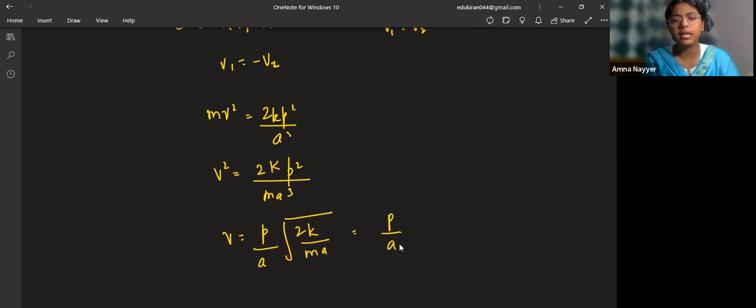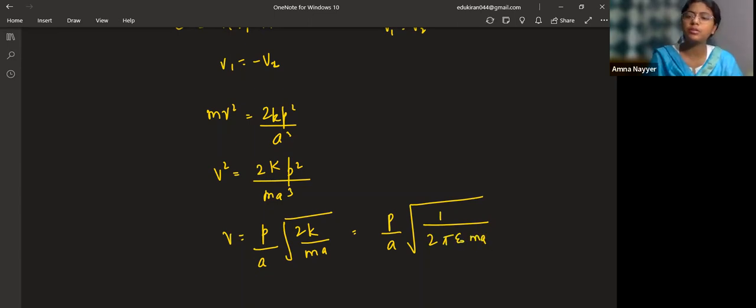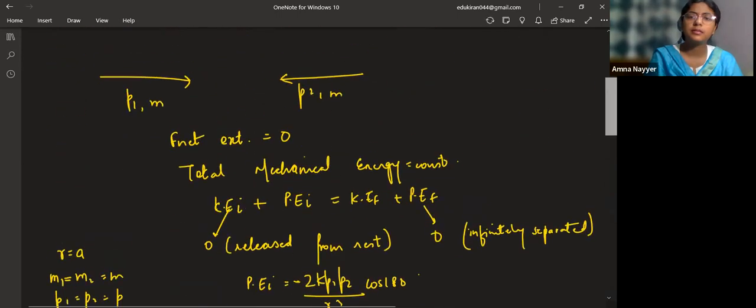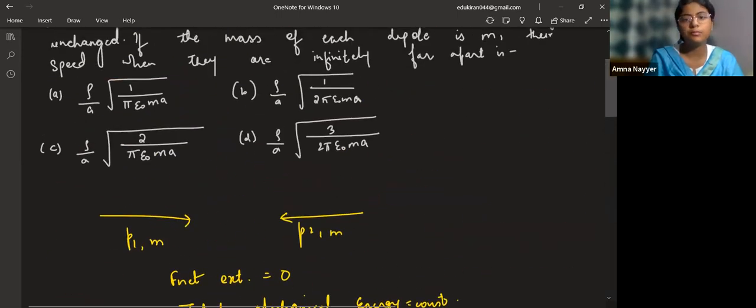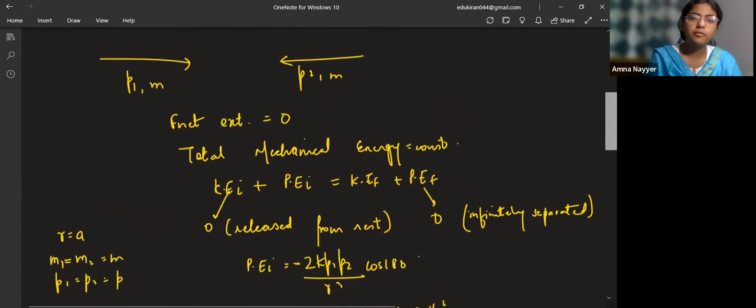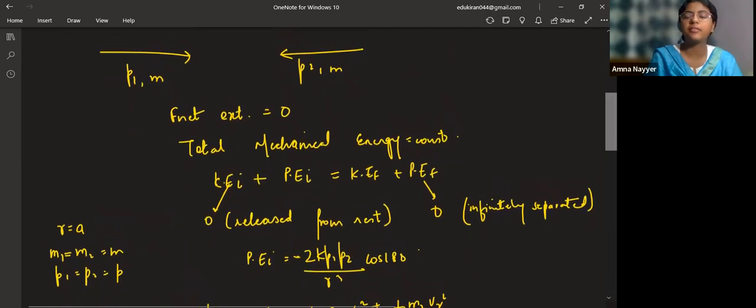So p by a under root, write k as 1 over 4 pi epsilon naught. So that will become p by a under root of 1 over 2 pi epsilon naught m. Which option is this? B option. B option is the answer. Clear? Noted down. Wherever doubts you are having, get it clarified. Some more questions we'll discuss then.